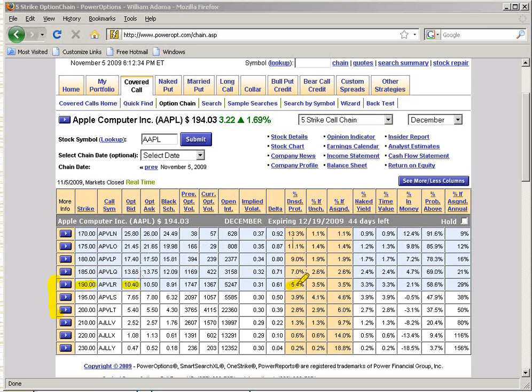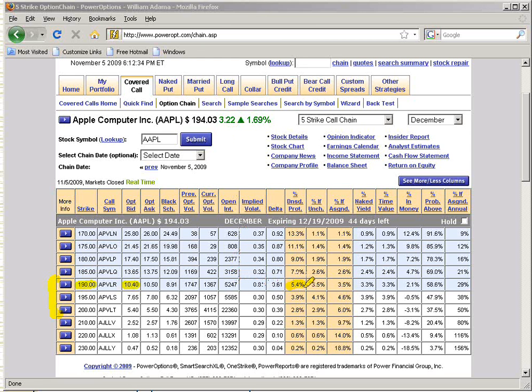This equates to a 5.4% downside protection. The $10.40 that I receive in premium is 5.4% of the current stock price. This gives me a cushion. The stock can essentially drop 5.4% before I'm technically losing money on the position.